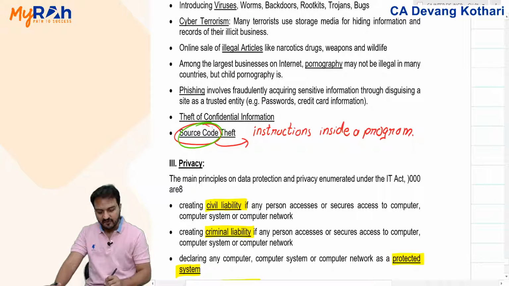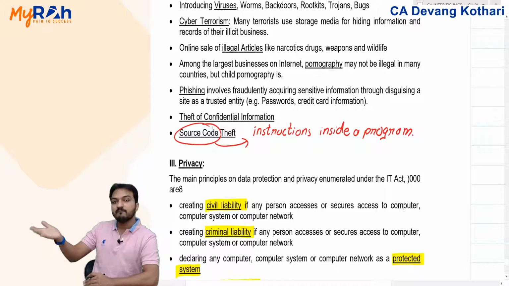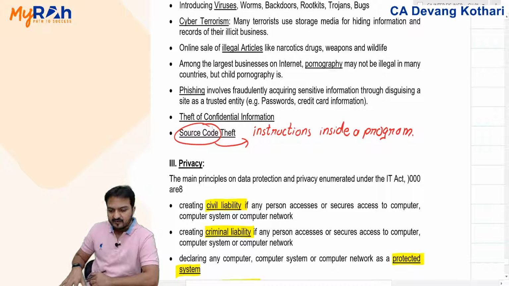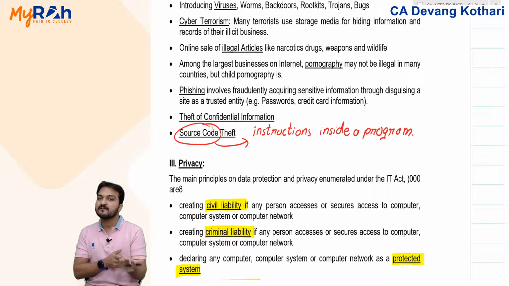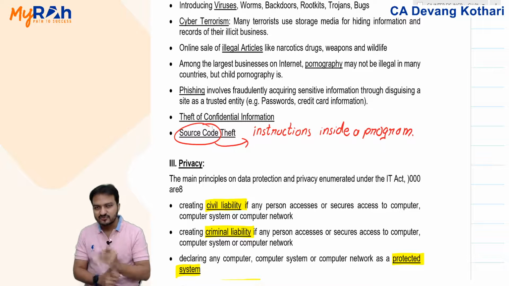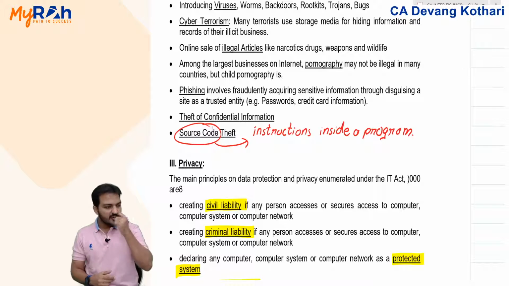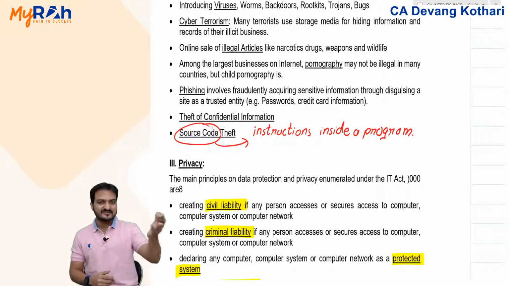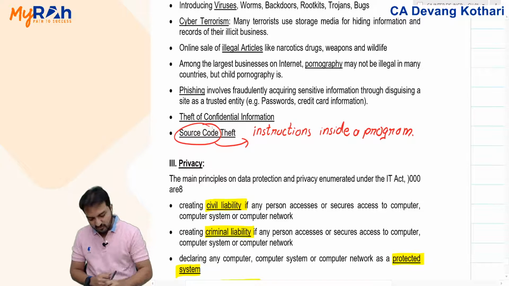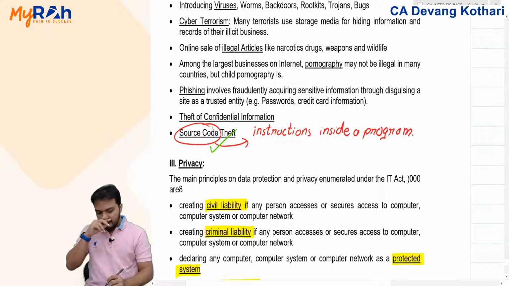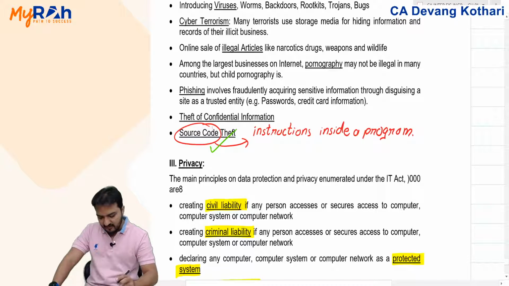Source code theft. Source code is basically instructions written inside a program. When a programmer makes a program, the basic set of instructions that the programmer has written is called source code. Now I have written a program, you steal the source code, then you can release the program under your name. That is called source code theft. So source code theft is also an offense under the IT Act.